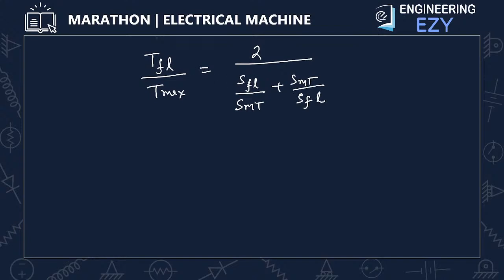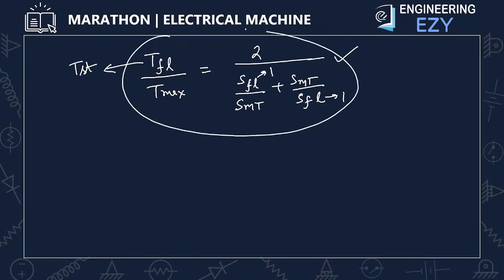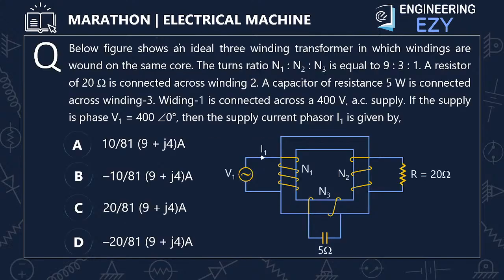But at starting torque, slip is 1. So if you replace Tfl with Tst, Sfl is replaced by 1. I hope this formula is very, very important in the induction motor. If you want, I can derive this formula in the theory lecture. If you insist, sir, take the theory lecture of the induction motor, I can take the theory lecture as well. But you must remember this formula. It is important one. Okay, try to give the answer of this question.